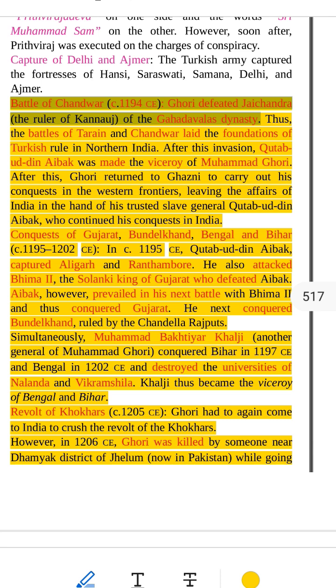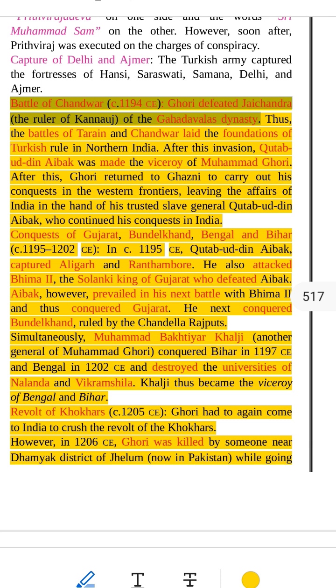Conquests, taking over lands by fighting wars. Gujarat was a region in western India. Bundelkhand, a region in central India, today part of Uttar Pradesh and Madhya Pradesh. Bengal and Bihar, eastern regions of India. These events happened between the years 1195 and 1202. These areas were ruled by different kings, and Aibak and others attacked and took them over one by one.